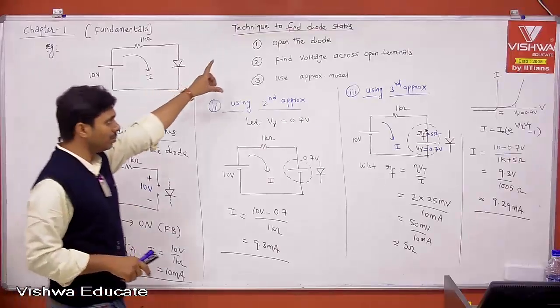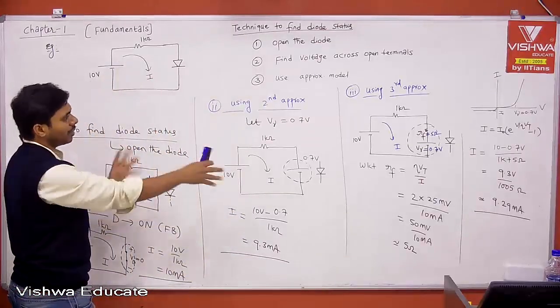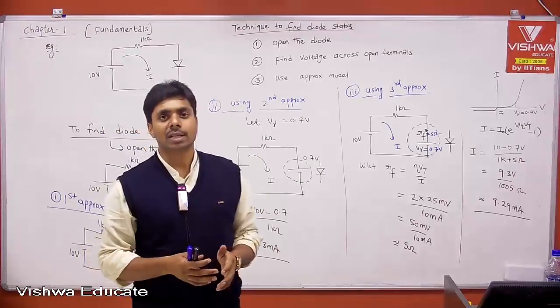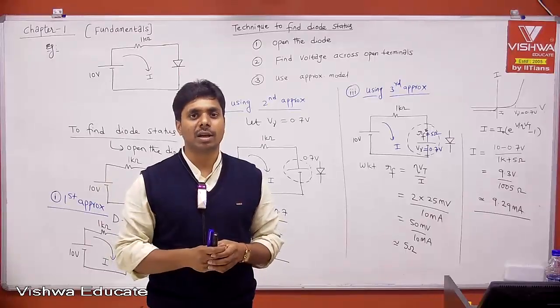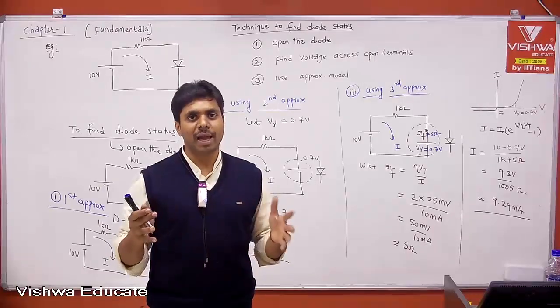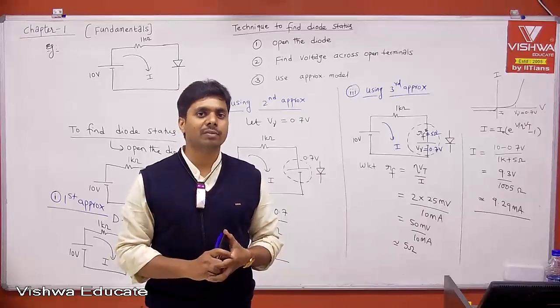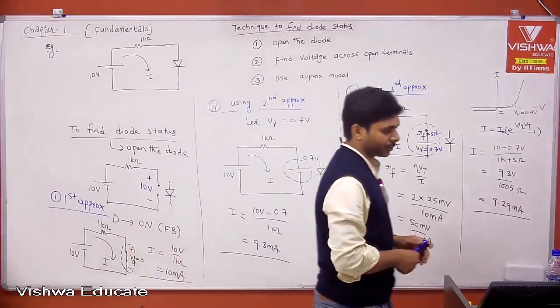Remember, this technique is very important because here we are dealing with simply a resistor, a diode and a voltage. Maybe we are able to understand it easily, but as we go on, in the next topics, the chapters I told, the diode applications, we will have different circuits associated with diodes like clippers and clampers. Then we will use this technique to find the status of the diode.